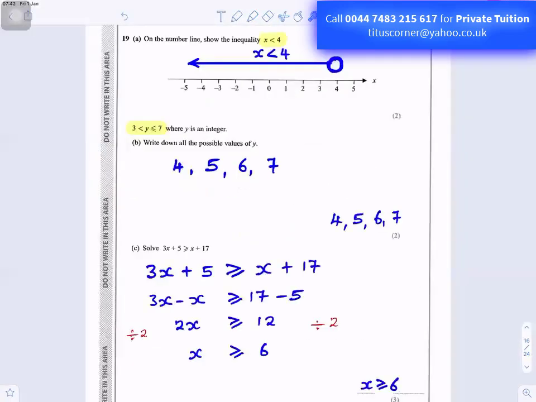So that's the complete question, the answers to question 19. X is less than 4 on a number line, and then finding those possible values of y, and then solving the equation.